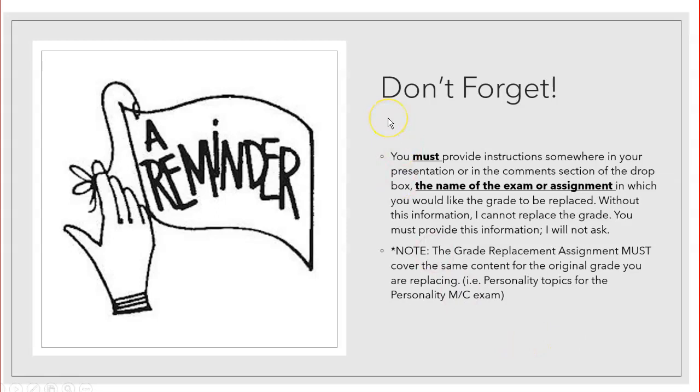Don't forget, these are important reminders about the project. You must provide instructions somewhere in your presentation or in the comments section of the Dropbox with the name of the exam or assignment in which you would like to replace the grade. For example, the example we used in this presentation was replacing the personality multiple choice exam. So I'm going to indicate either in the comments box of the Dropbox or somewhere on my project and make it very obvious that my name is Erin Hall and I am doing the multimedia replacement project to replace my personality multiple choice grade. I'm not going to ask you for this information, so you need to make sure that you provide it.